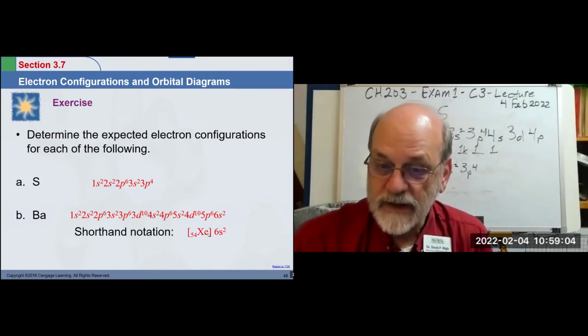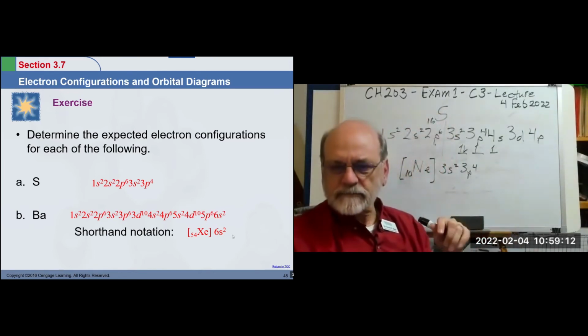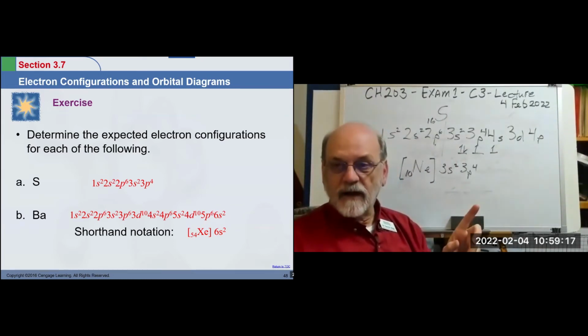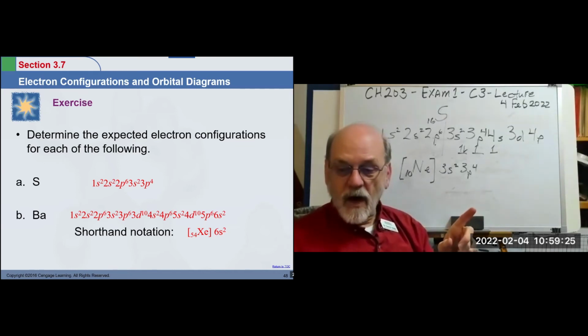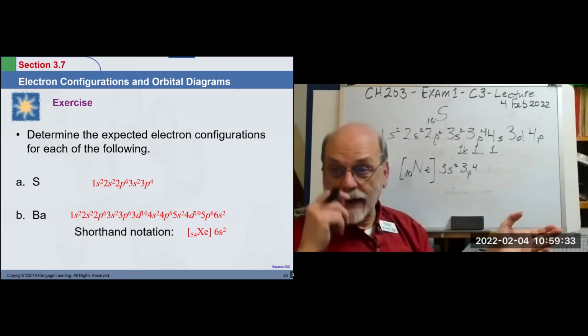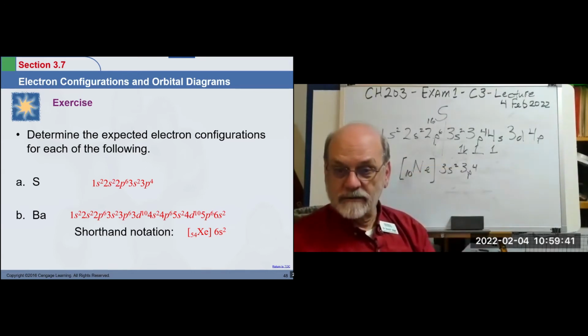So another way to write it would be xenon 54, and then beyond that is 6s2. That's barium. Now, what's the advantage there? It goes back to that concept of valency. What electrons are available for reactions? Those electrons that are available for reactions are those that are beyond the noble gas configuration, because noble gases don't react. But if you have electrons beyond the nearest noble gas configuration, those are available for reaction.